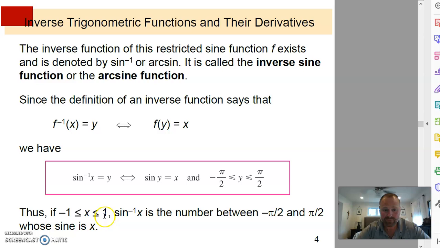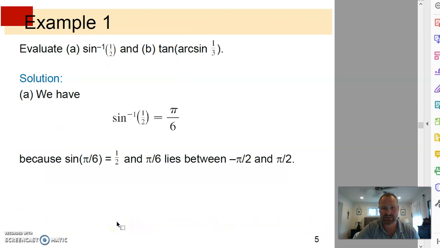Thus, if x is between -1 and 1, then the inverse sine of x is the number between negative pi over 2 and pi over 2 whose sine is in fact x. Okay, so just some examples here. We want to evaluate the inverse sine of 1/2, and the tangent of the arc sine of 1/3.